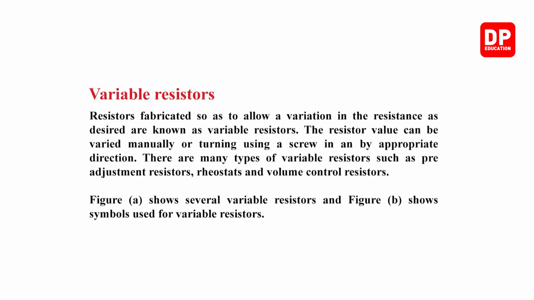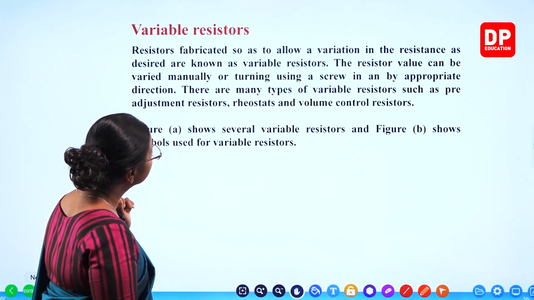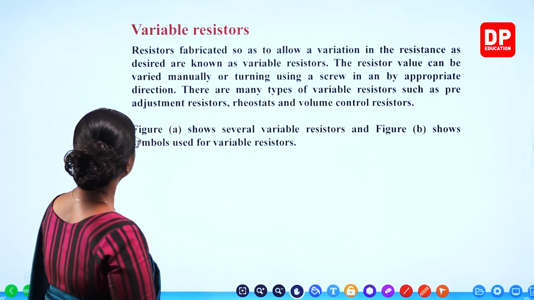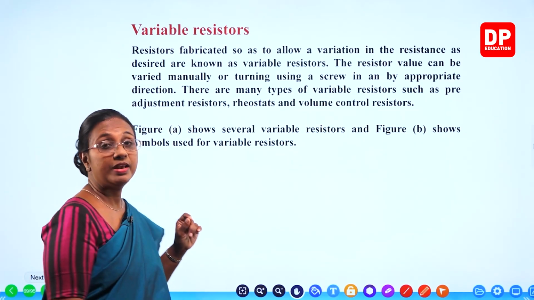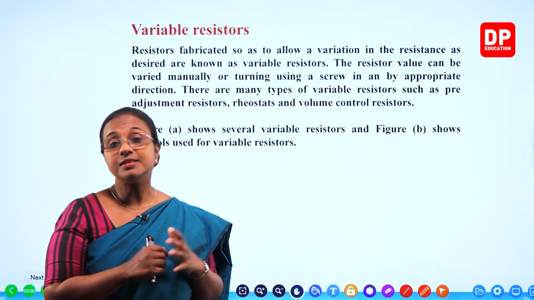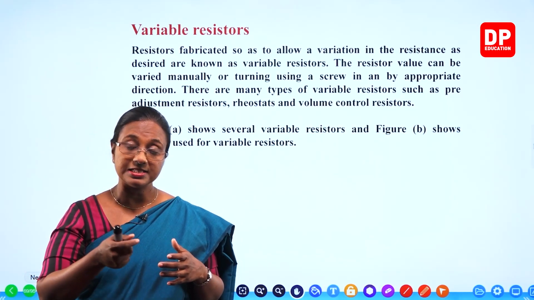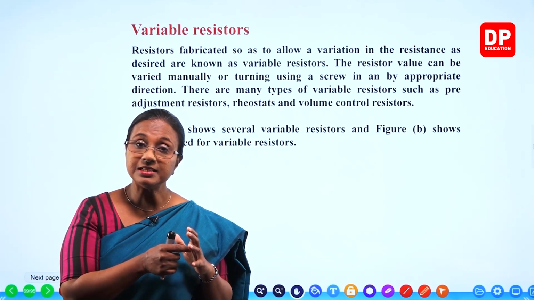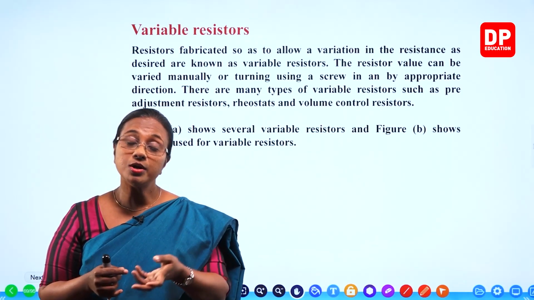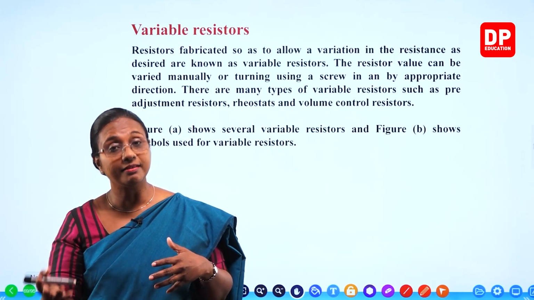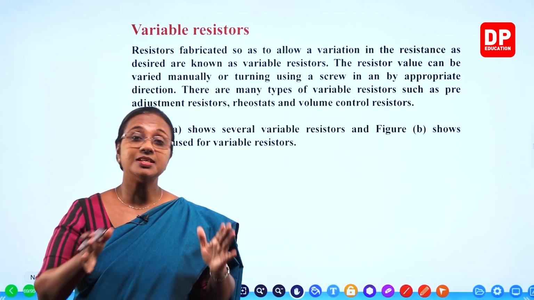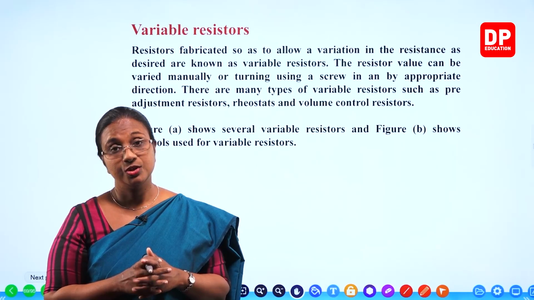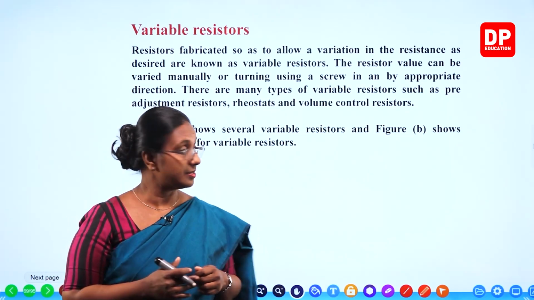Now we come on to the second type of resistor, variable resistor. Resistors fabricated so as to allow a variation in the resistance as desired are known as variable resistors. So while the resistor is connected to the circuit, you can adjust the resistance of the resistor. Or else you can adjust the resistance and connect it to the circuit. If you want, you can remove it, again adjust the value and reconnect it. So using one resistor, you can have different values. So those are the variable resistors.